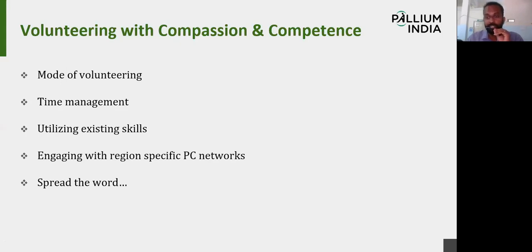Second is, of course, the time. At the end of the day, we all have a family to take care of. We are working, we are studying. So you need to decide for yourself how much time you can invest. Even if it is 2 hours a week or 1 hour per month, you have to give dedicated and exclusive time for your volunteering. Third thing, utilize your existing skills.